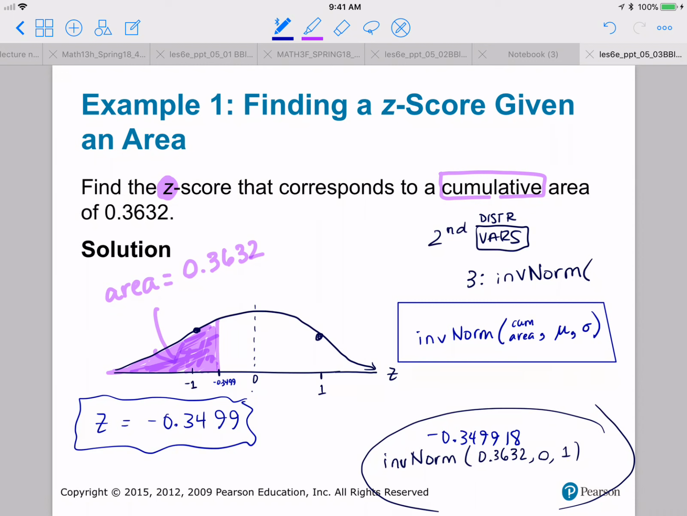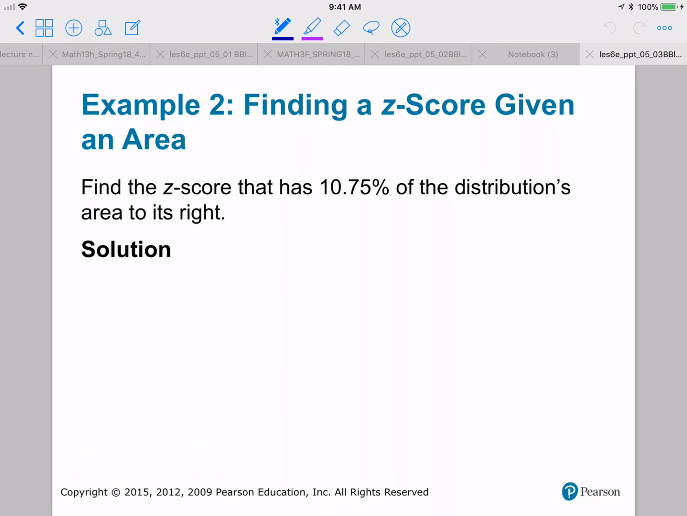So do you see how we're given an area? It's 0.3632. And we want a z-score. And the command that we use is inverse norm. Let's do another example: finding the z-score that has 10.75% of the distribution's area to its right.